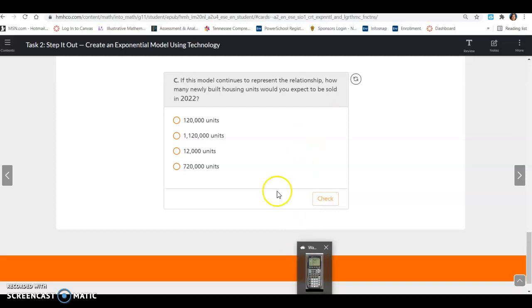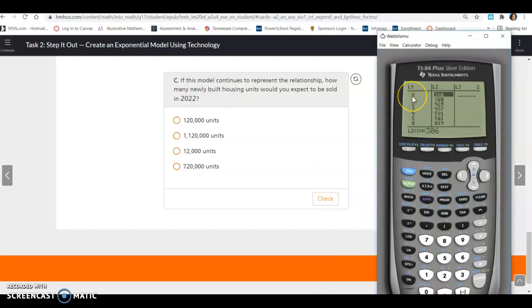It says, if the model continues to represent the relationship, how many newly built housing units would you expect to be sold in 2022? Remember in task 1 it said let 2011 be year 0. So in our calculator, 0 represents 2011. That means 2022 is 11 years after that.